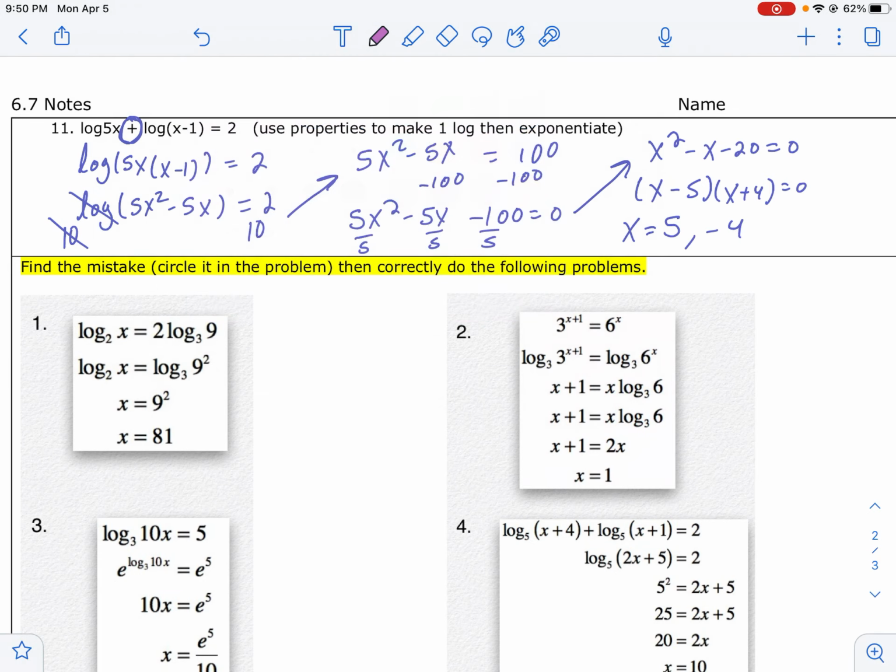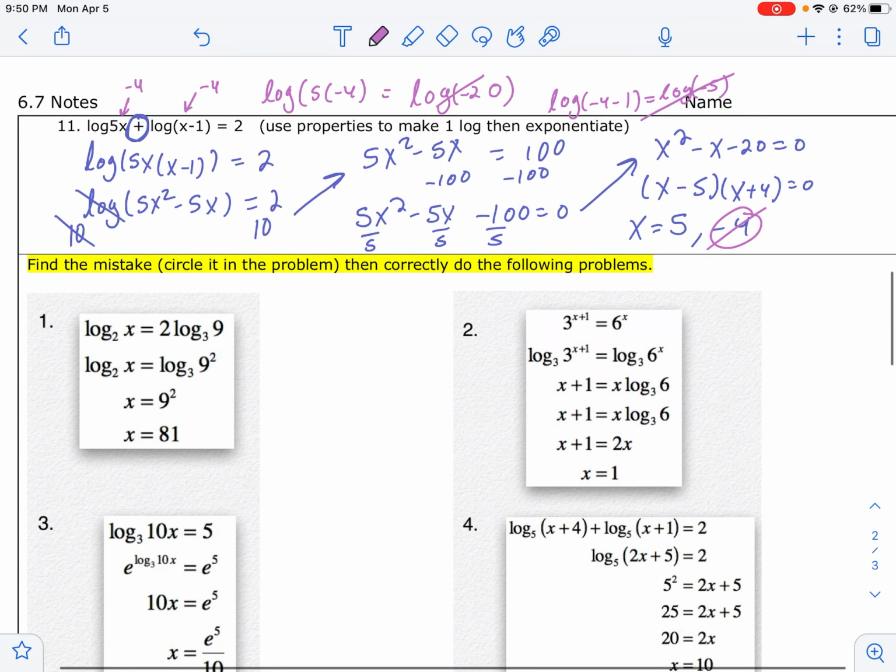So let's think about real quick though, right? Can we plug negative 4 into here? If we plugged negative 4 into either of these logs, they would both become negative, right? Log of 5 times negative 4, that's log of negative 20, so that doesn't work. And then the other one is log of negative 4 minus 1, which is the log of negative 5, also doesn't work. So negative 4 is not a solution that works. I promise you 5 does. If you check it and plug it in, it would work.